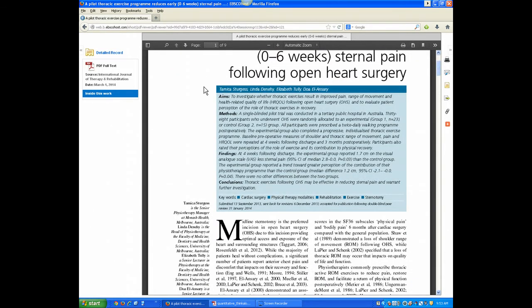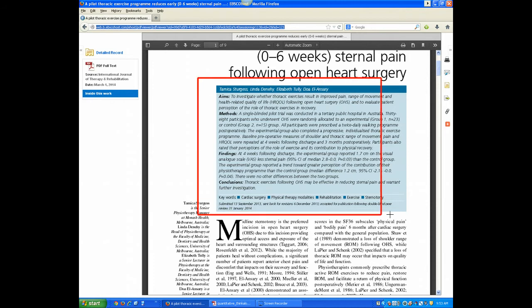The third thing I often do is look for an abstract or a summary of what the article might be about. And in this particular article, we have it nicely laid out with the different components that are very common to quantitative research studies. We have an aims, method, findings, and conclusions section. So aims, I would guess that this is probably going to tell me what the research question or the hypothesis of the researchers are. Methods is going to tell me how they conducted the study.